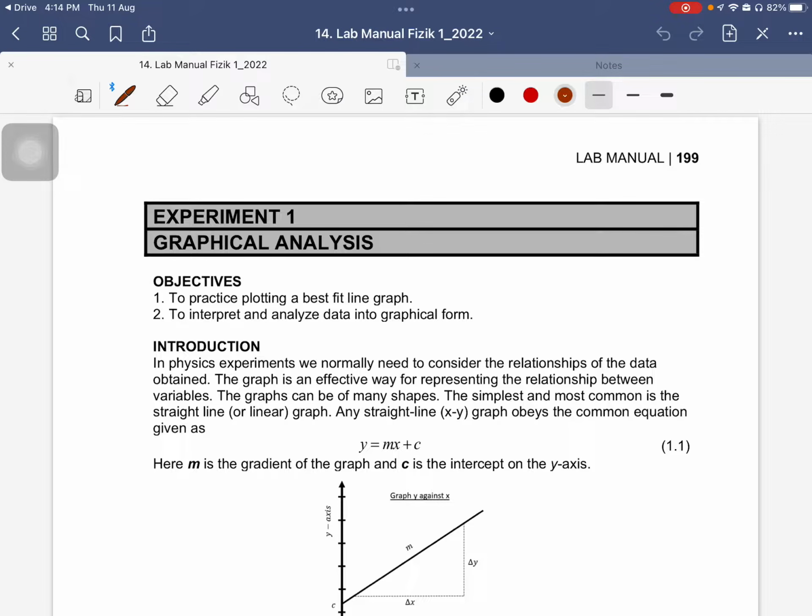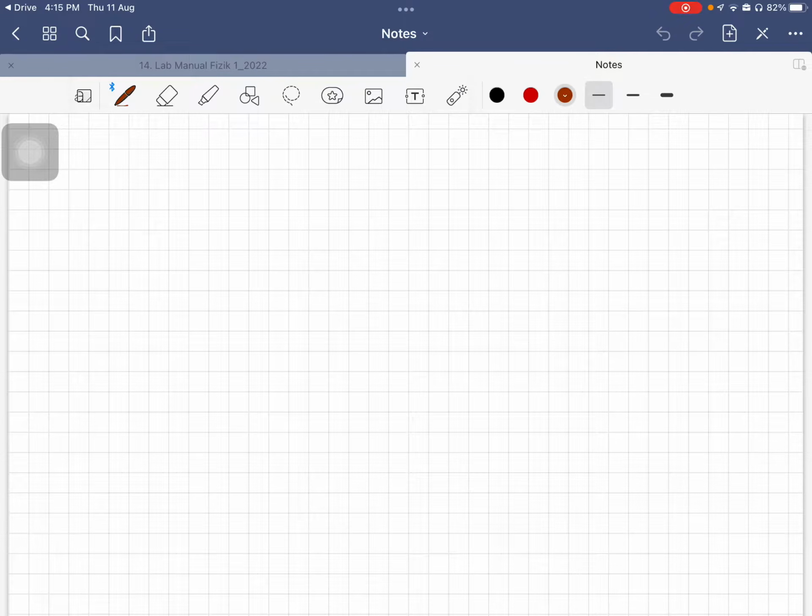So this is the explanation for experiment 2. The objectives for experiment 2: the first one is to practice plotting a best fit line graph, and the second is to interpret and analyze data in graphical form. For experiment 2, you have to master two types of graph.